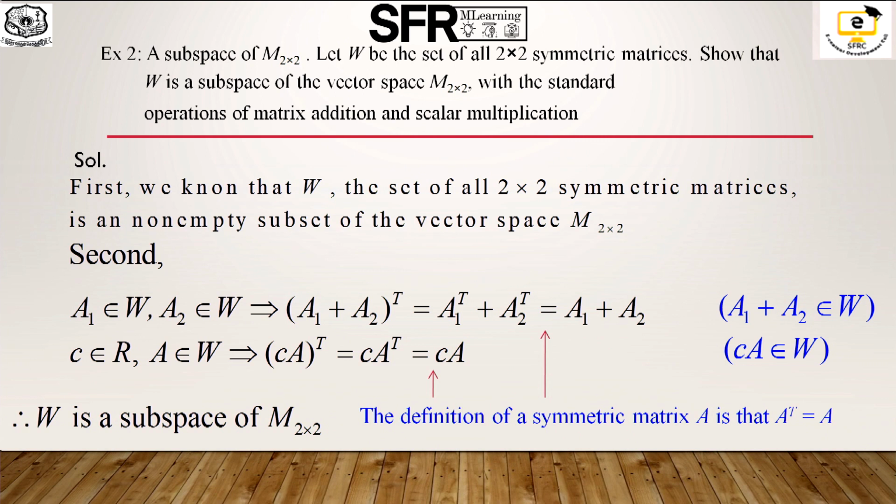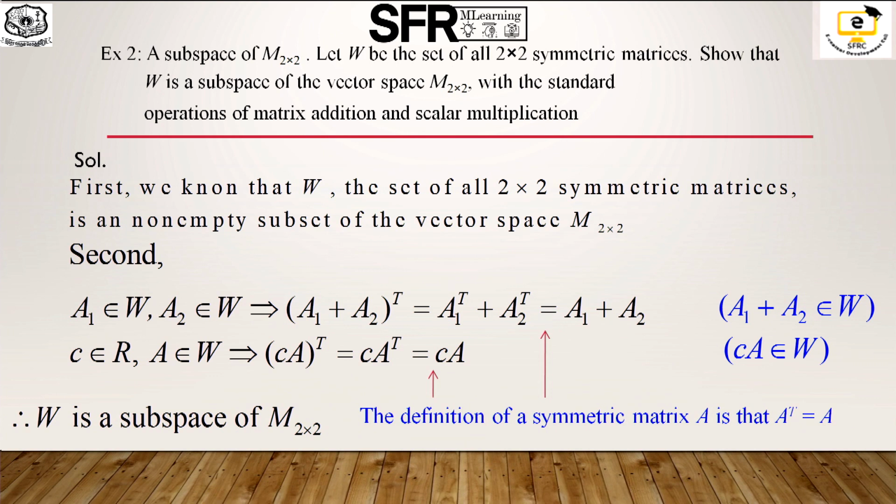First we have to prove closure under matrix addition. For that we are going to take two symmetric matrices. For symmetric matrices we have the definition A transpose is equal to A. That is, when we are adding A1 plus A2, we have to take the transpose of the sum. Then we are taking A1 transpose and A2 transpose. By the definition of a symmetric matrix, A transpose equals A, hence A1 transpose equals A1 and A2 transpose equals A2. Therefore, addition is closed here.